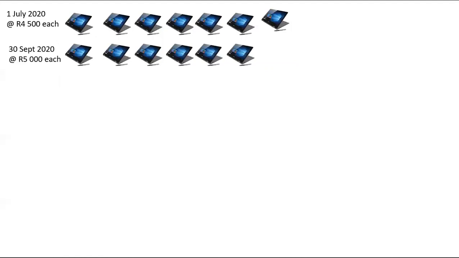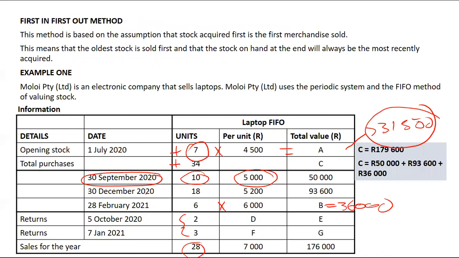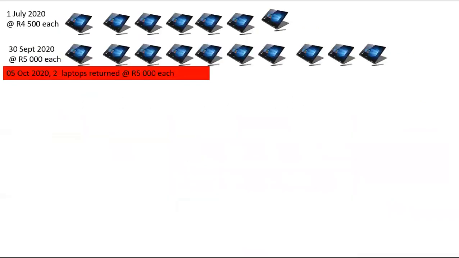In this case, let's check how many we purchased in September. Purchased about 18, if I'm not mistaken, in September, right? But can I just confirm how many laptops we actually purchased in September? We actually purchased 10. My bad there. We purchased 10 in September, and out of the 10 that we purchased in September, we actually returned 2 on the 5th of October. So units available from September to be sold will just be 8.